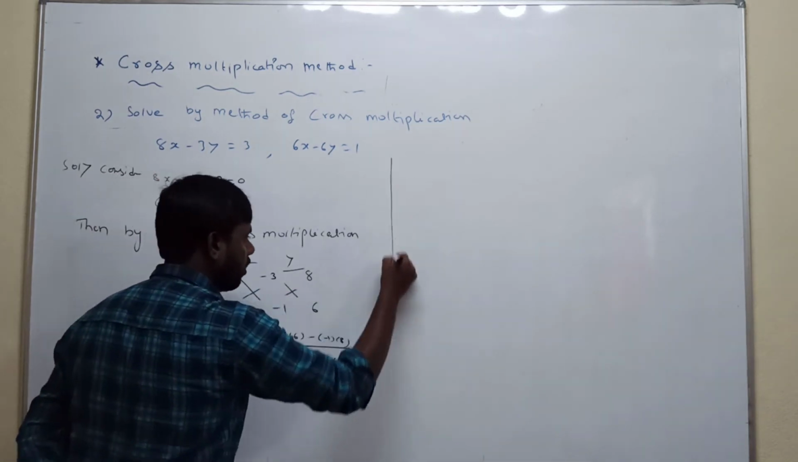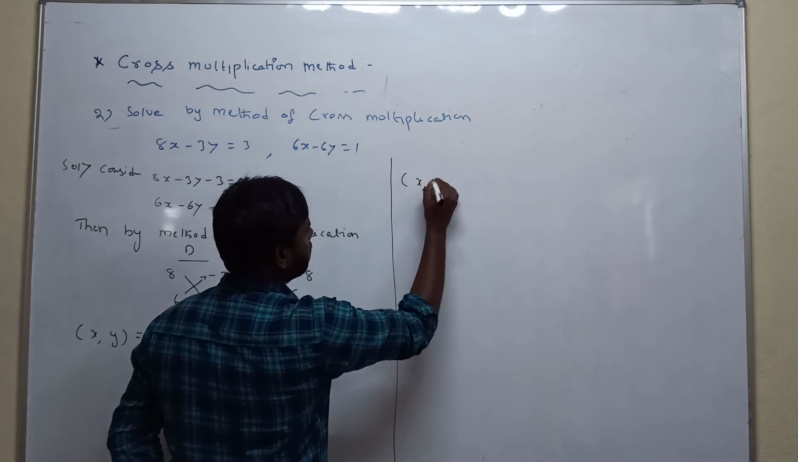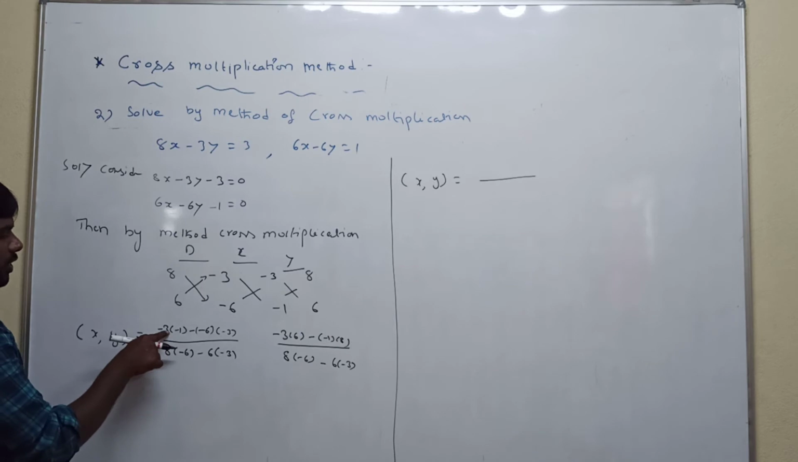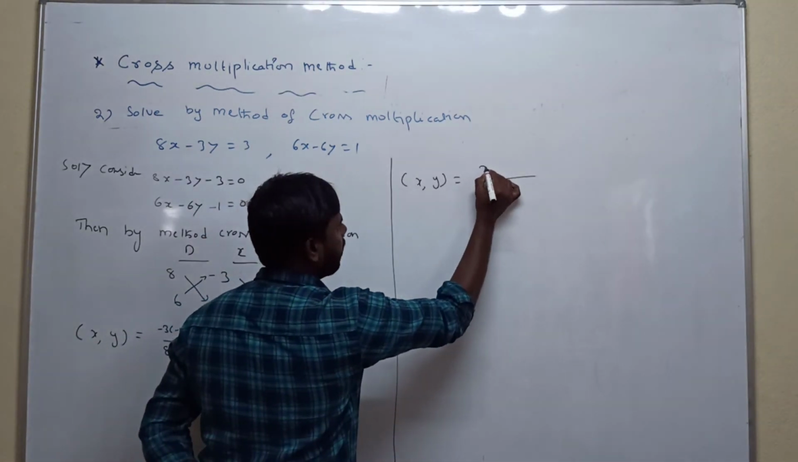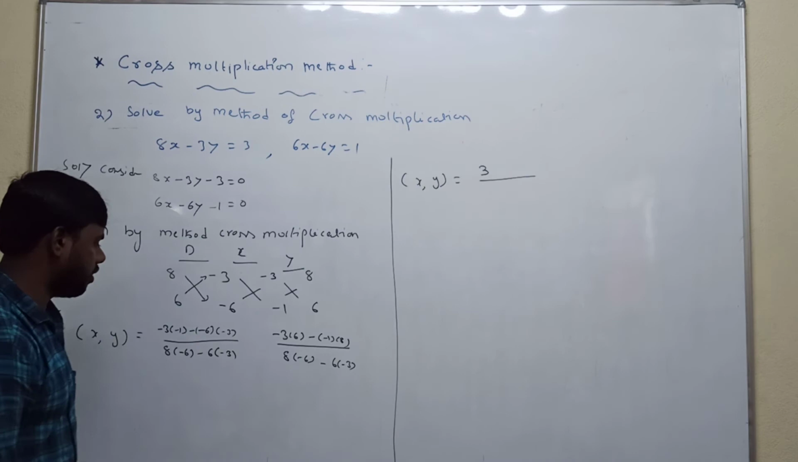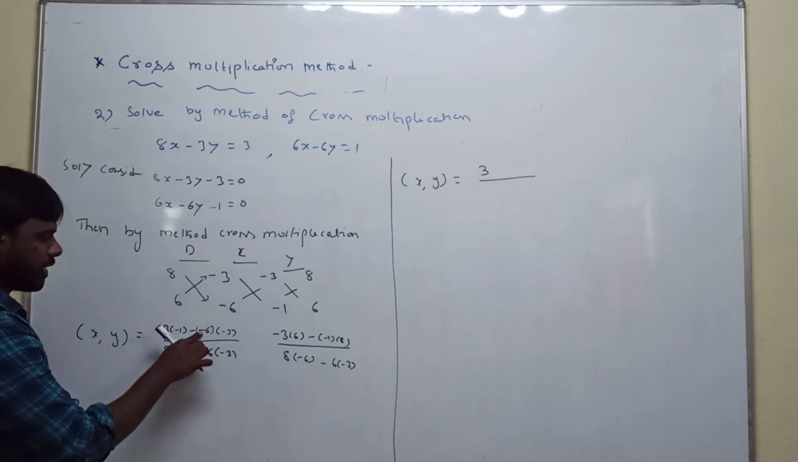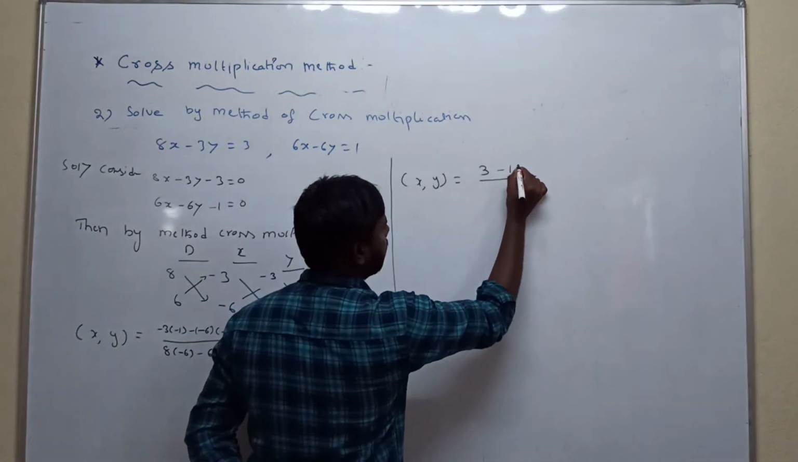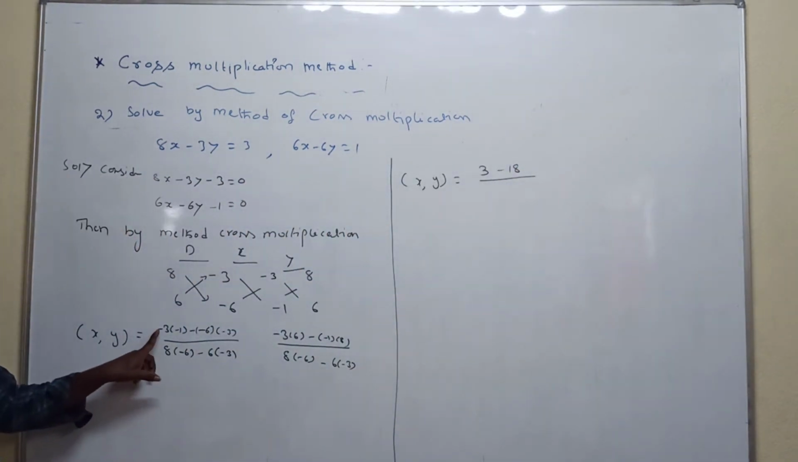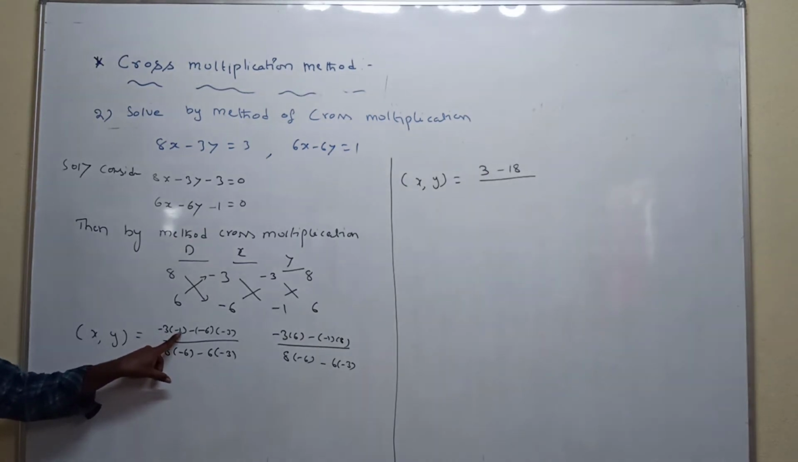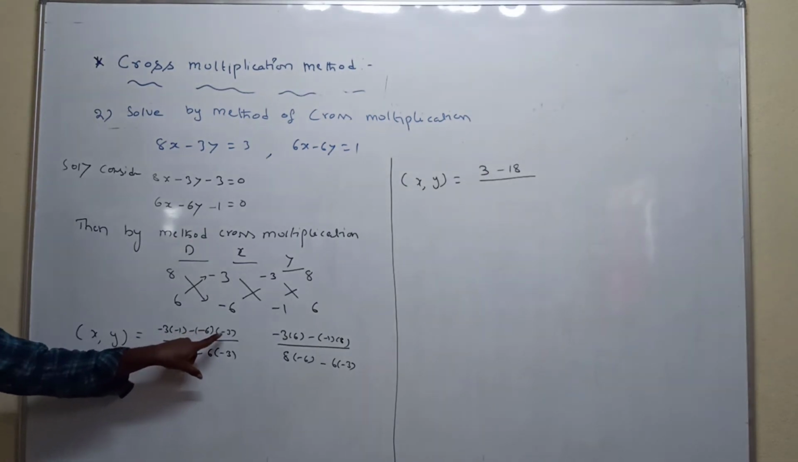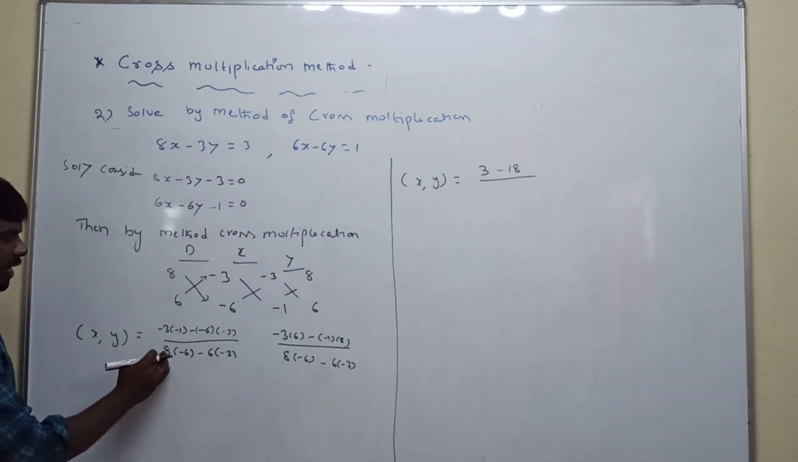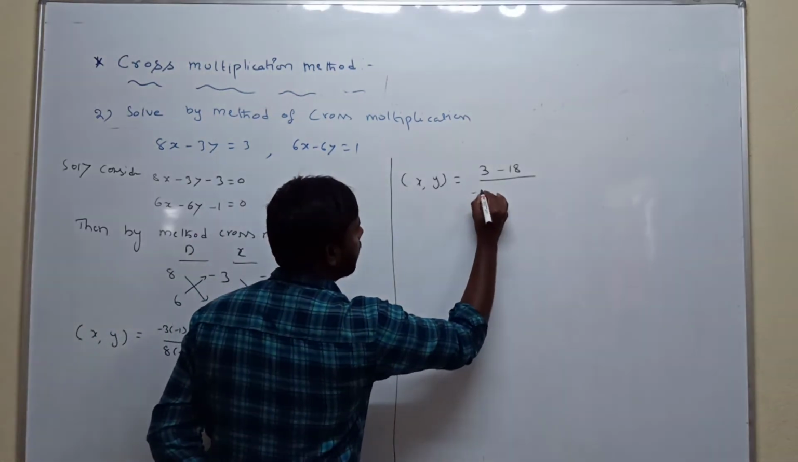Now simplify the x and y values. X comma y is equal to minus into minus plus, 3 into 1 is 3. X numerator: minus 3 into minus 1 is plus 3. Next, minus into minus plus, plus into minus minus. So 6 3s are 18, minus 18. Don't understand? Minus into minus plus, 3 into 1 is 3. Minus into minus plus, plus into minus is minus, 6 3s are 18. Next denominator: plus into minus minus, 8 into 6 is 48, minus 48.